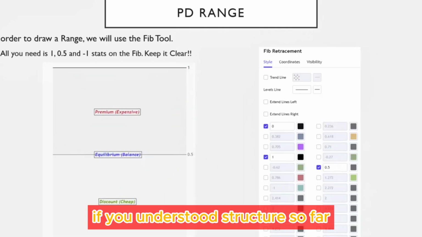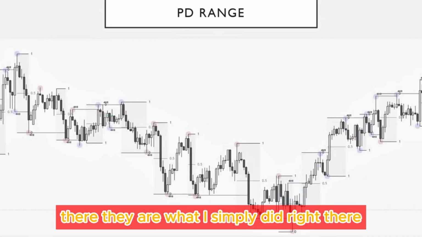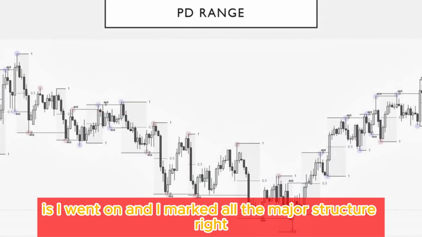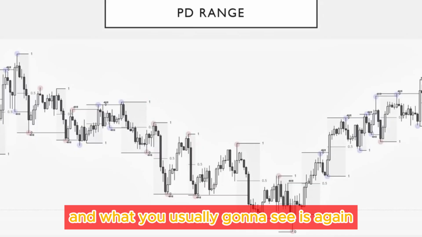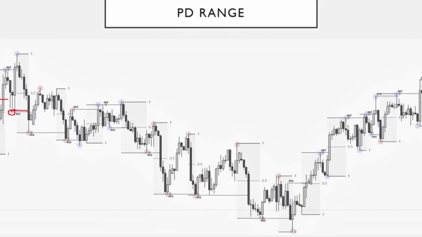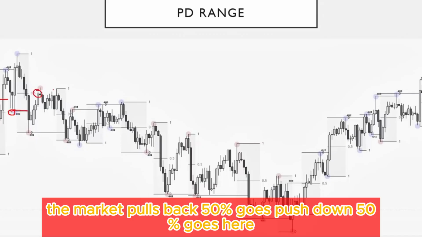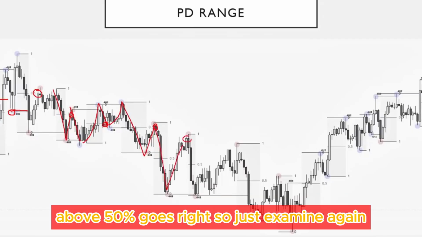If you understood structure so far, you are going to understand the PD ranges. There they are. What I simply did right there is I marked all the major structure, and I also drew the PD ranges. What you're usually going to see is, if you have a push here, the market comes in, taps 50%, goes. Here we have a trend change down. The market pulls back, 50%, goes. Push down, 50%, goes. Here you have a reversal, pulls back to 50%, goes. Reversal down, 50%, goes. Above 50%, goes.